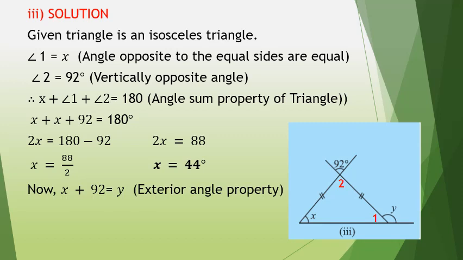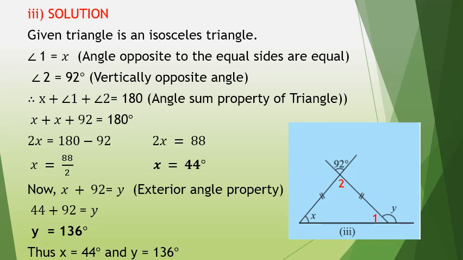Now x plus angle 2 equals y, that is by the exterior angle property. So we can write x plus 92 equals y, or substituting the value of x, we get 44 plus 92 equals y, that is y equals 136 degrees. Thus we have x equals 44 degrees and y equals 136 degrees.